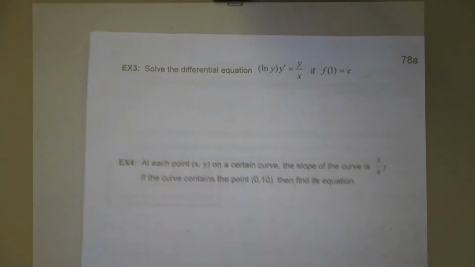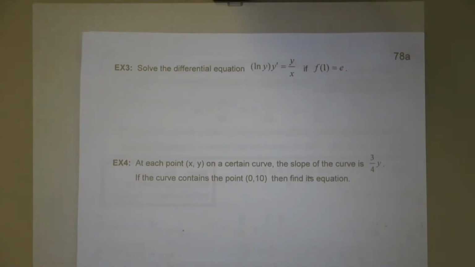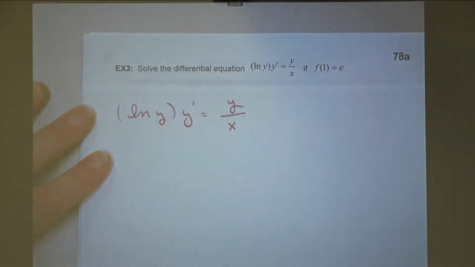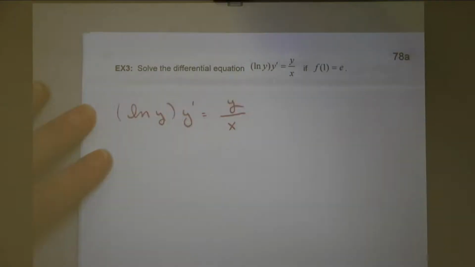Here we go. Problem number 3. Solve the differential equation ln y derivative is y over x when f of 1 is e. Okay, so there's a lot going on here, and I think I'm going to use another piece of paper because this gets a little lengthy and I want to be sure you can see everything. So I've got ln y derivative, y divided by x. So that's what I'm going to focus on first.